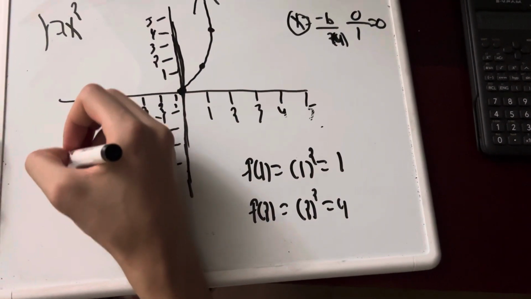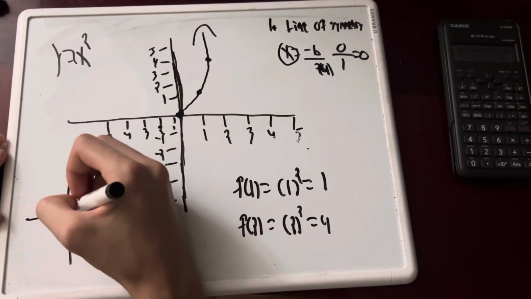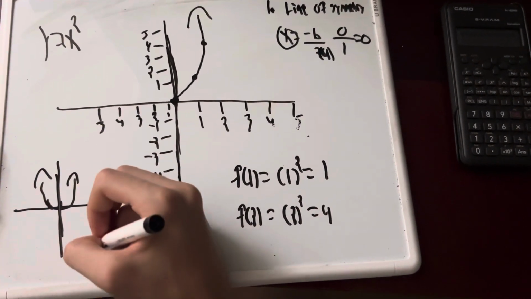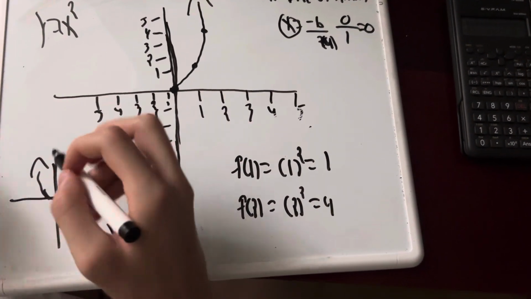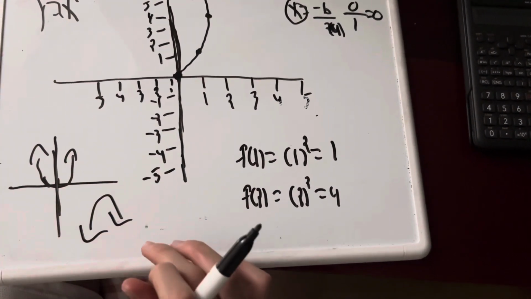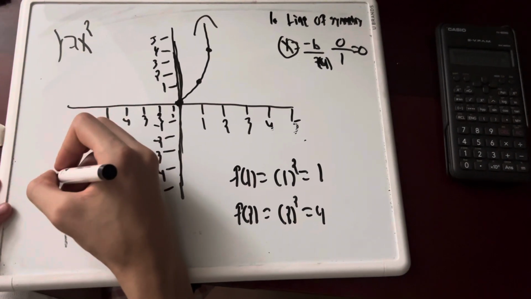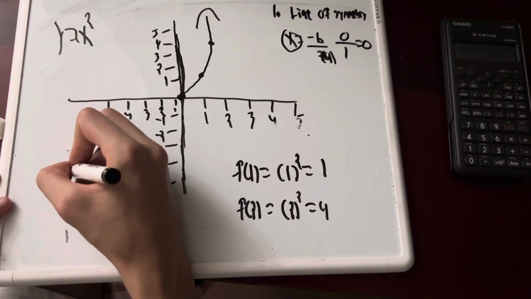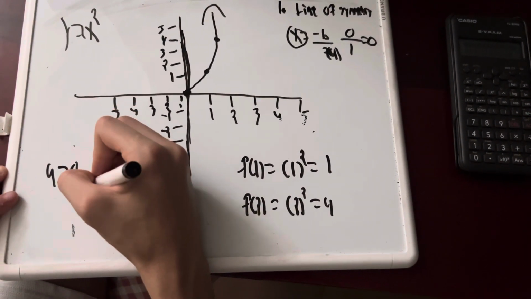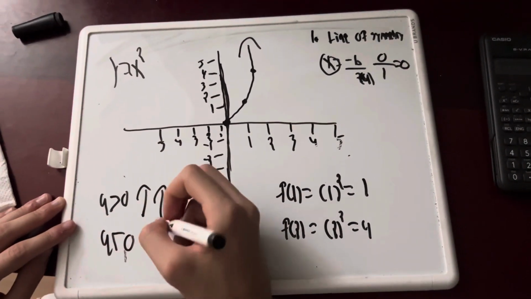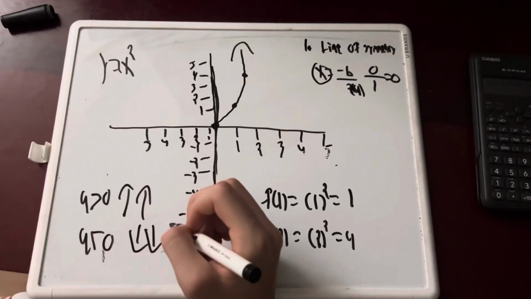Remember, the parabola forms a U shape, or an upside-down U shape. I usually say a happy or a sad face. It depends on your a value, right? If a is greater than 0, then your parabola is going to open up. But if a is smaller than 0, your parabola is going to open down.